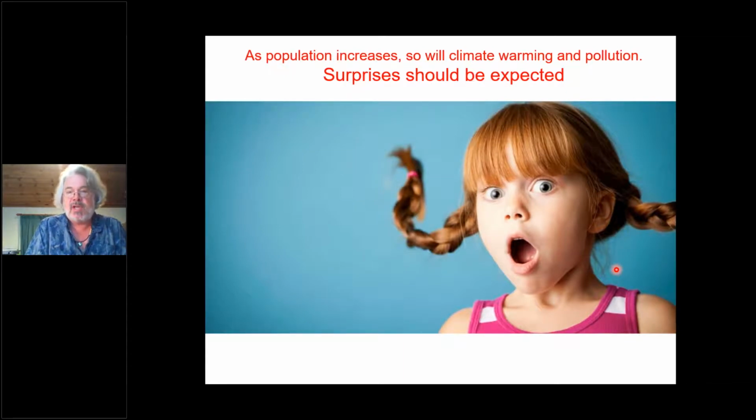There's a lot of us, and there's getting to be more of us. And as we get to be more and more dense of a population, we'll have more and more effect on the climate system and more effect on pollution. And as a result, you start to have things that occur that you don't expect. And I'll kind of finish up with this.